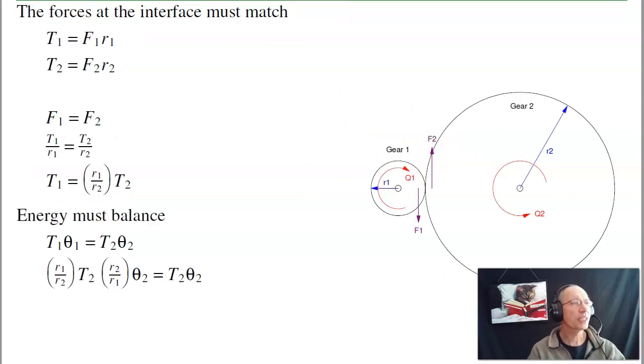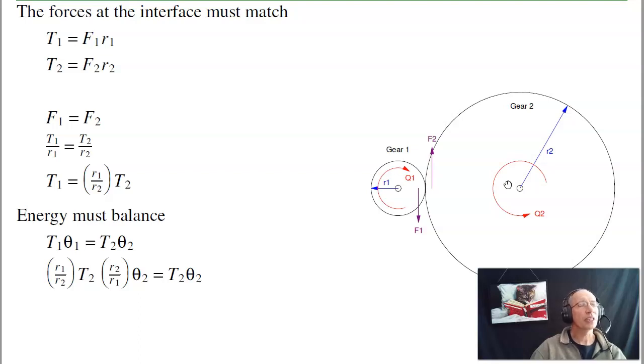Gears also change the impedance. The torque is force times distance. At the interface, the force on the small gear is equal to the force on the large gear. The torque is force times distance. So this has a very small torque, small radius. This has a very large torque, large radius. So it takes a small torque on the small gear to produce a large torque on the large gear.